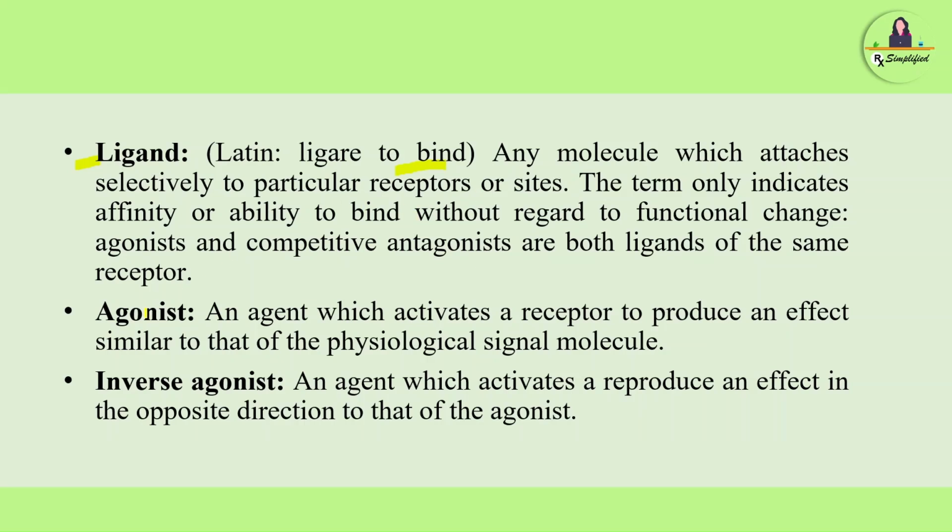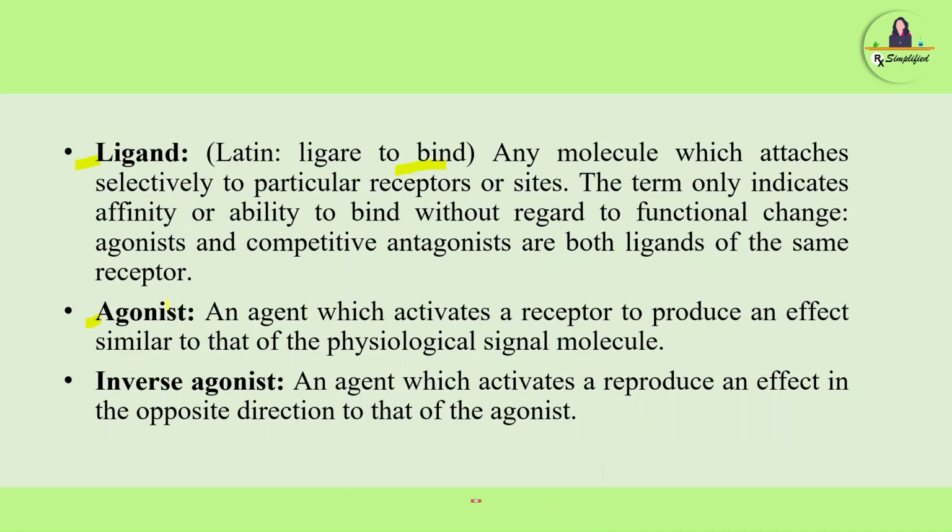Next definition is agonist. What is agonist? An agent which activates a receptor to produce an effect similar to that of the physiological signal molecule. For example, GABA is an endogenous molecule which is synthesized in our body as a neurotransmitter. This neurotransmitter binds to the GABA receptor and shows the effects. We are synthesizing the drug barbiturate. Barbiturate also binds to the GABA receptor and shows the same effect as GABA.